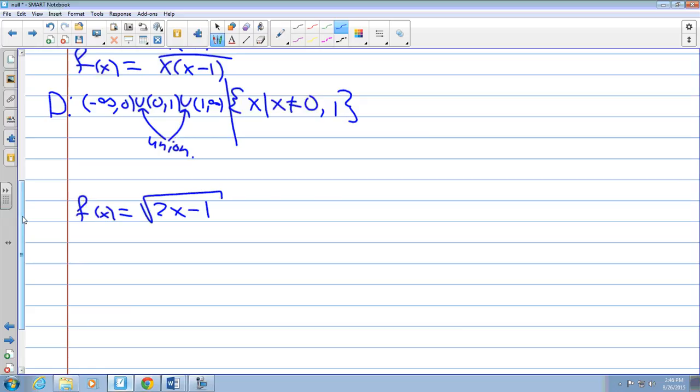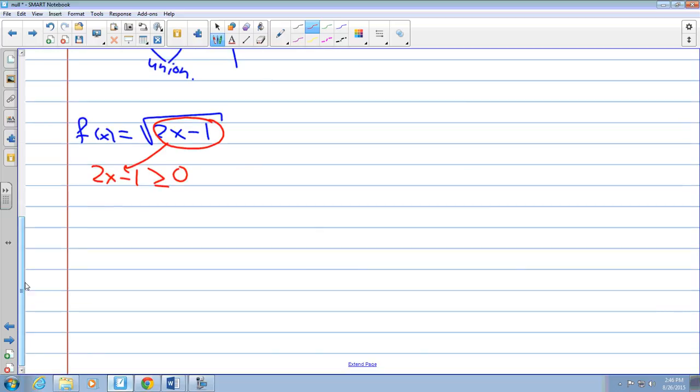The way we do that, you literally pick up the radicand, 2x minus 1, and you set it to greater than or equal to 0. Solve this inequality. It will tell you the domain. How do you solve this type of inequality? Treat it just like an equal sign, except for a few little exceptions. When do you have to be a little careful?